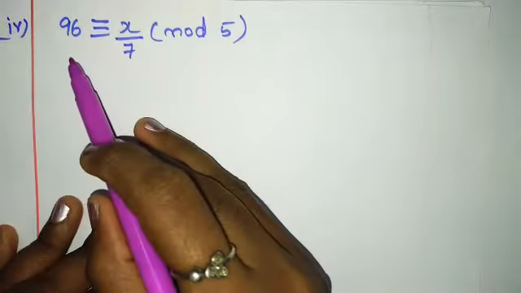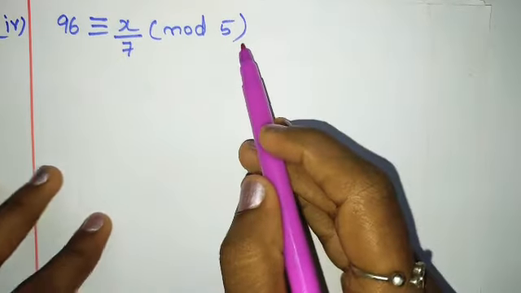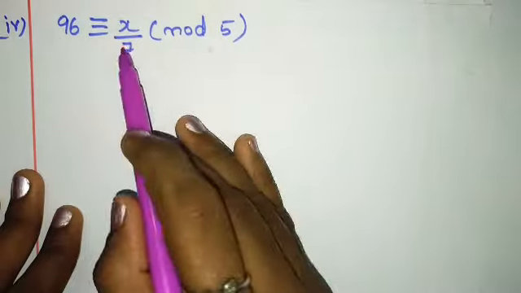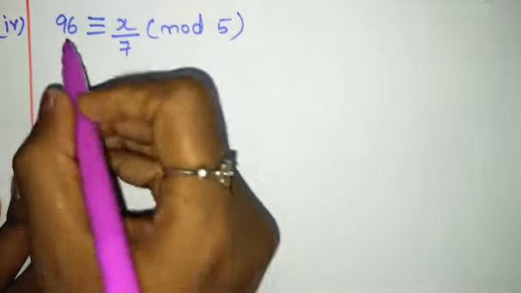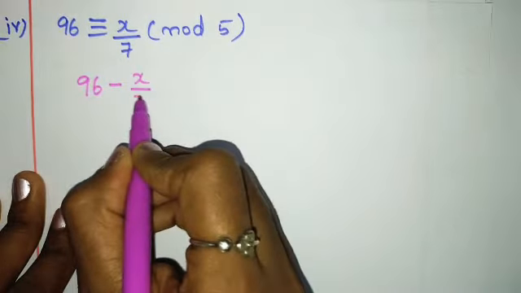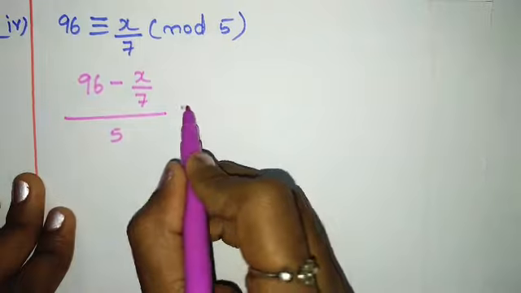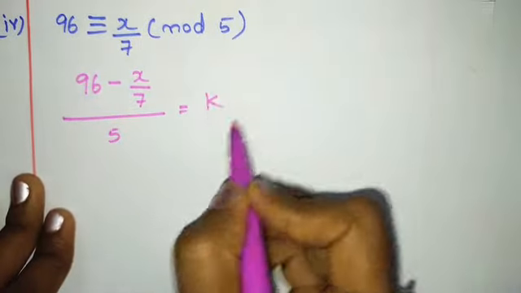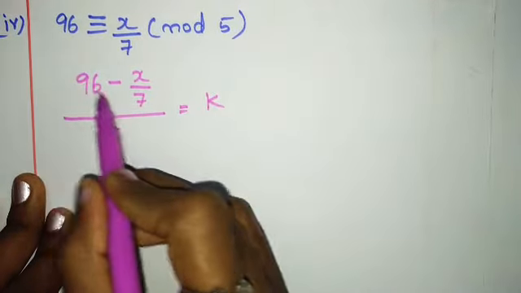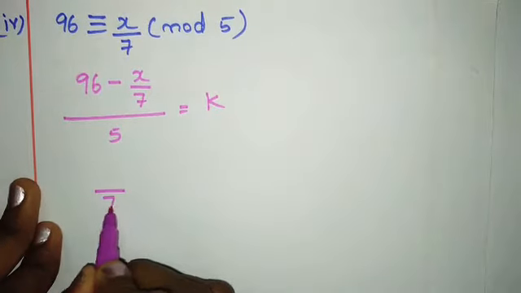Next, 96 congruent to x by 7 mod 5. So same procedure, a minus b divided by n. So your a is 96, b is x by 7, and your n is 5. So equate this to some random k. Got it? So now here you take LCM. So LCM of 7 is 1. So take 7 there.